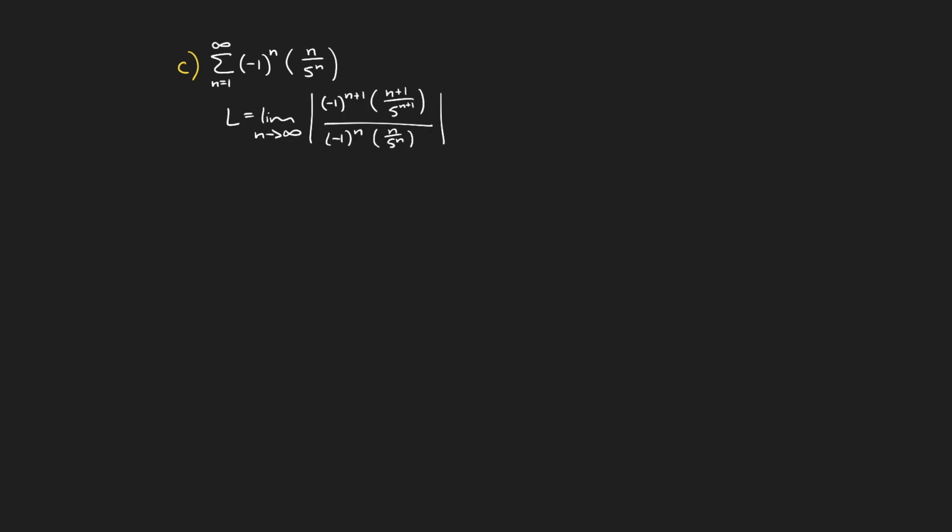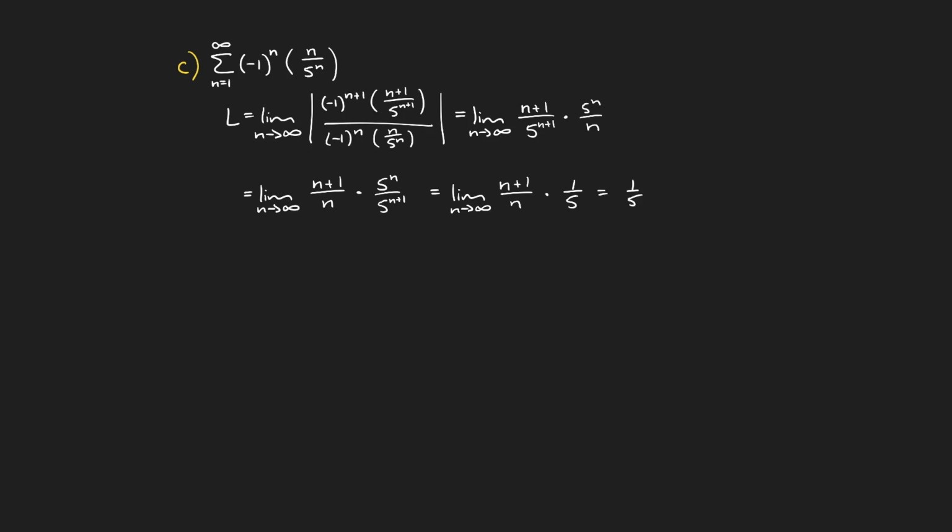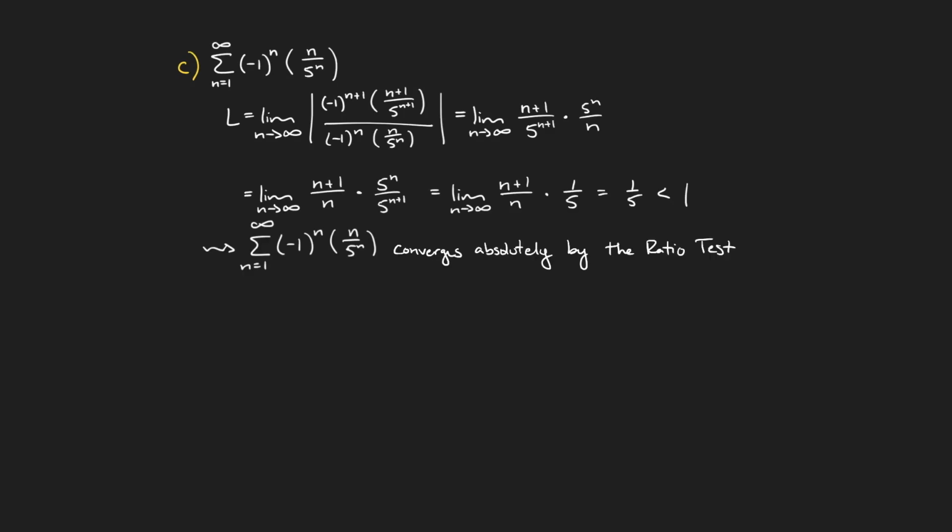Let's go ahead and do a couple more examples. First, consider the sum from n equals 1 to infinity of (-1)^n times n over 5^n. Again, we start by taking the limit. We can get rid of the minus 1s because of the absolute values, rewrite the quotient as a product, group like terms, and cancel the 5s. Then we see that the limit of (n+1)/n is equal to 1, and so we get out 1/5, which is less than 1, and so the series converges absolutely by the ratio test.